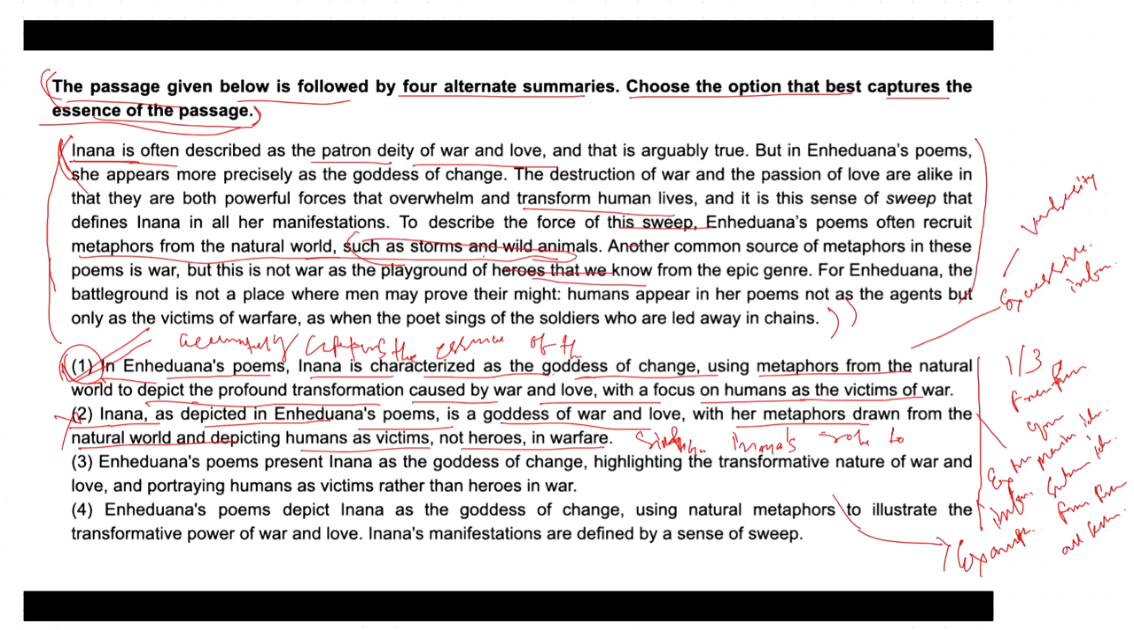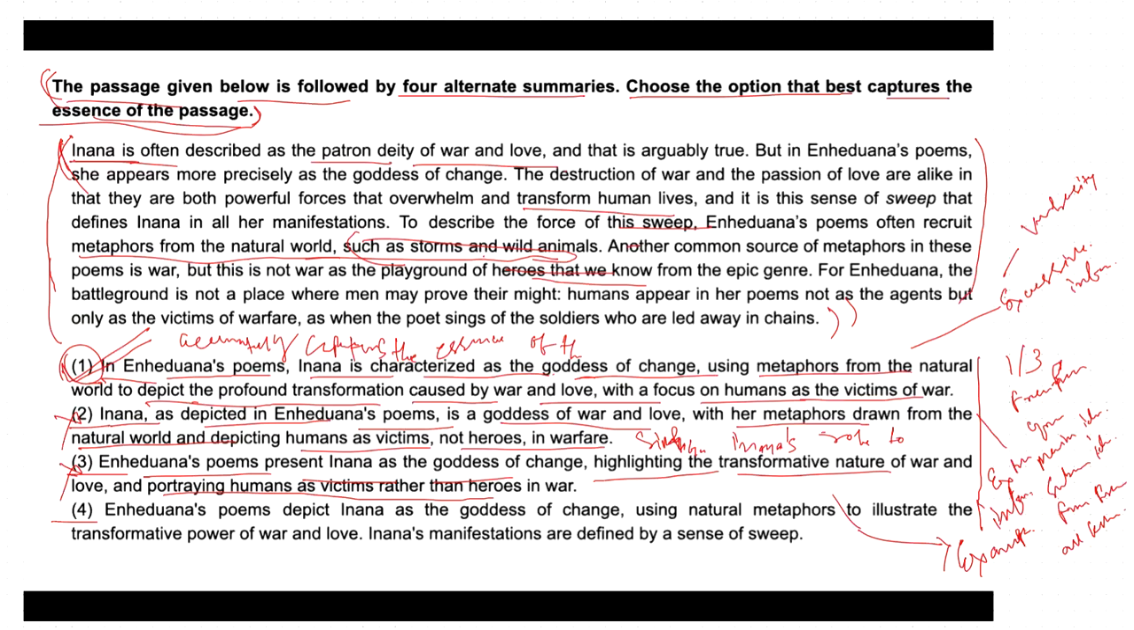Now, what does option three point out? It states: Anaduana's poem presents Inanna as the goddess of change, highlighting the transformative nature of war and love and portraying humans as victims rather than heroes in war. That is what we pointed out. Look at option four. Options two and three are both eliminated because of ideas which are distorting and generic in nature and not focusing on the main ideas.